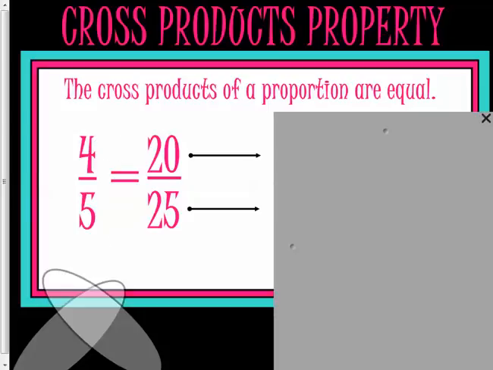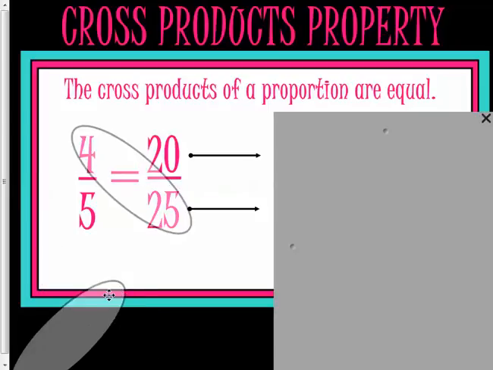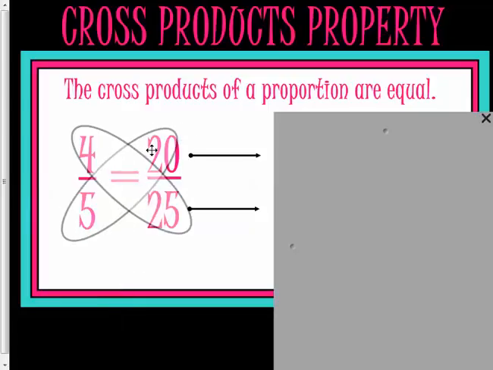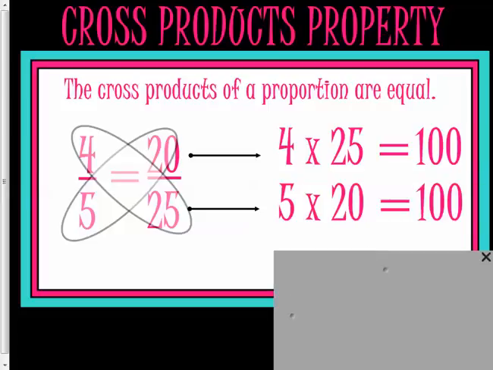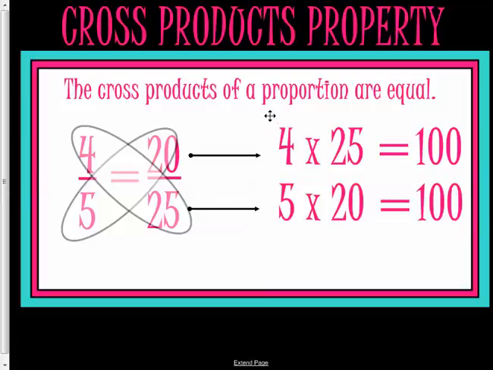But what if these numbers are huge and I can't find an easy, quick way to see that they are the same? Then I grab my calculator and I use cross products. I literally multiply 5 times 20 and 4 times 25. And if I get the same number, then I know that they are proportionate. Write that down. Cross products of a proportion are equal.